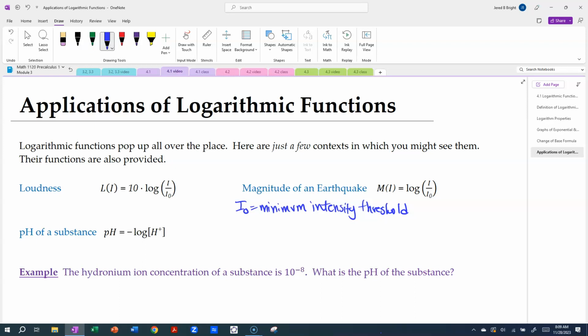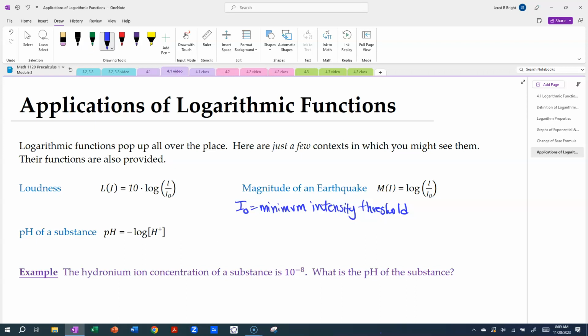For example, in loudness, the minimum intensity threshold would be the minimum loudness of a sound for you to be able to register that there's a sound. In terms of an earthquake, it would be the minimum threshold you have to reach for there to be an earthquake considered, right? Is it just stomping on the ground and it vibrates a little? Is that the minimum threshold? Or does the ground literally have to shake some discernible amount? But anyway, that I0 is specific in each of these contexts.